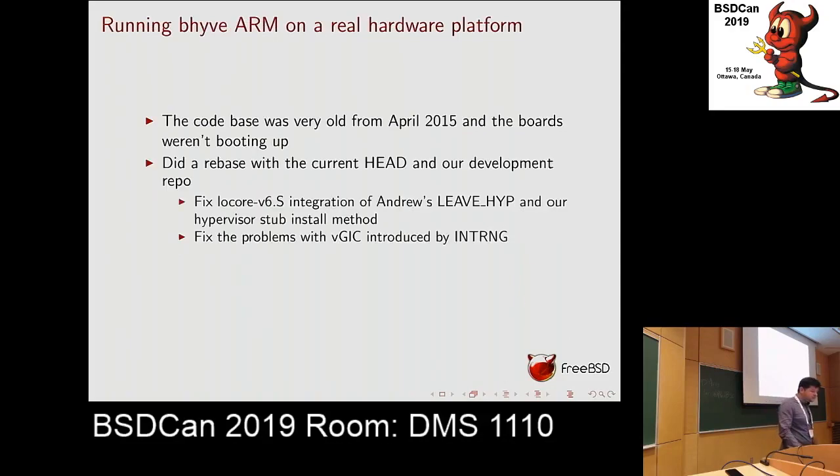Running Bhyve on a real platform was a little bit tricky because we had to do a rebase. The newest code we had there was from 2015. We had to do a rebase with the current head. We had a lot of issues with new additions. So we had that leaf heap problem; now it's upstream, there is no issue. We had the RNG problem with the VGIC. And for example, before coming here, I did another rebase, and I saw that Intel RDRAND had a default, and we had to remove that from our code base. Each rebase takes a lot of time, and it is very complicated because ARM code is very volatile.